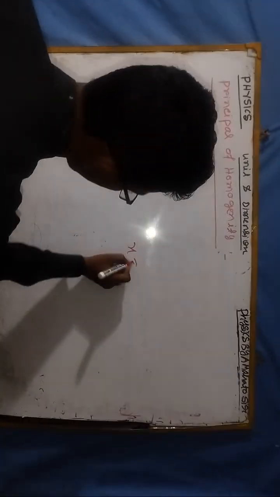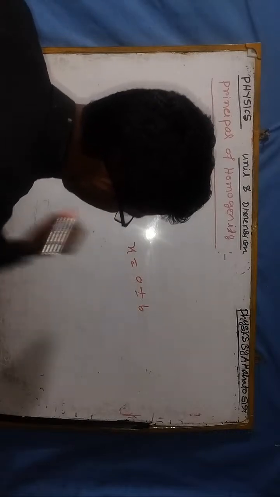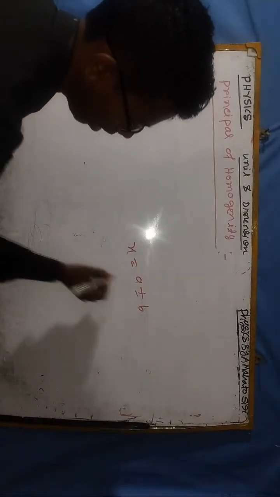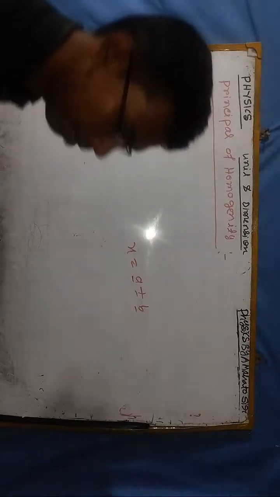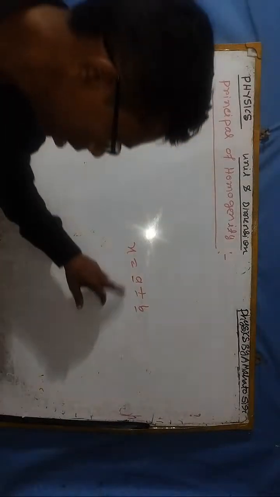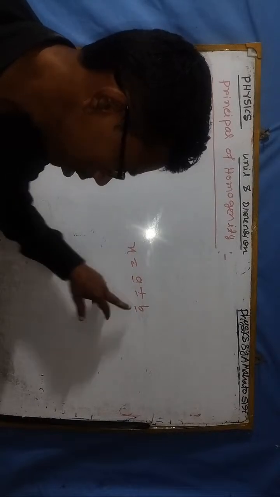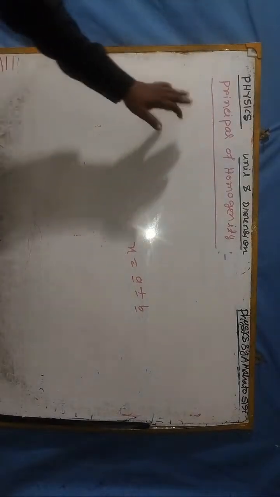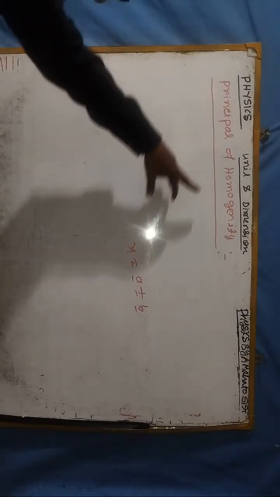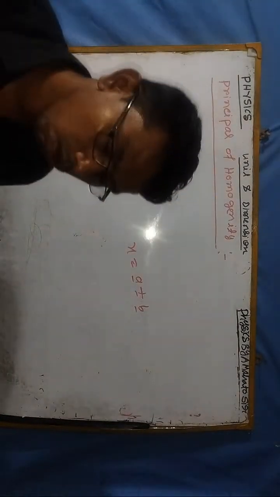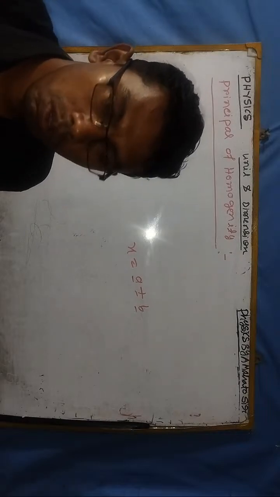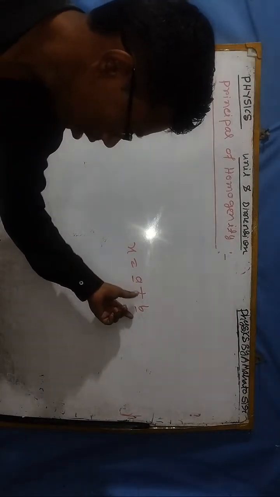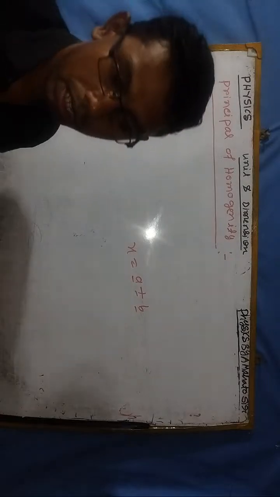When two physical quantities are added or subtracted, they must be of the same nature. Suppose x equals a plus or minus bt. Here a and b have the same dimension, because of the rule of the principle of homogeneity. Two physical quantities can be added or subtracted only when they are of the same nature.